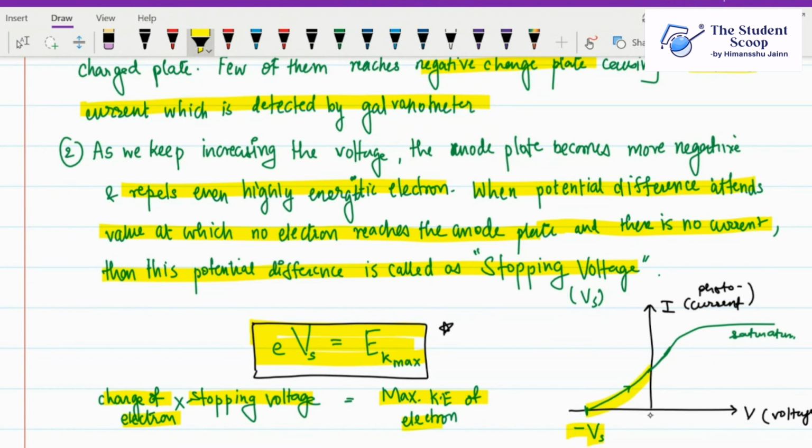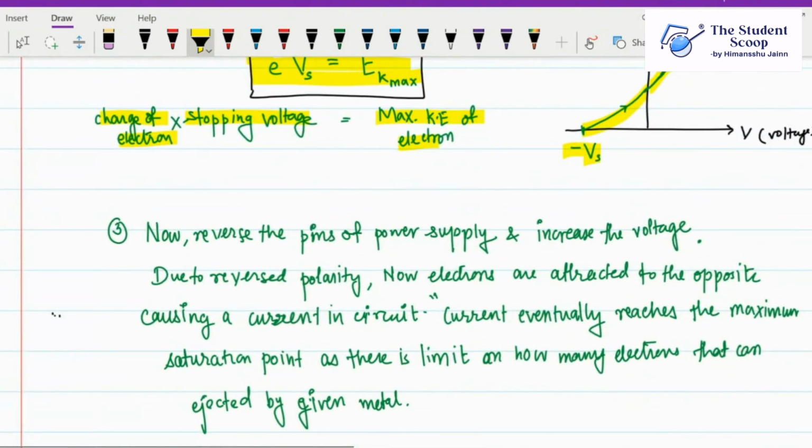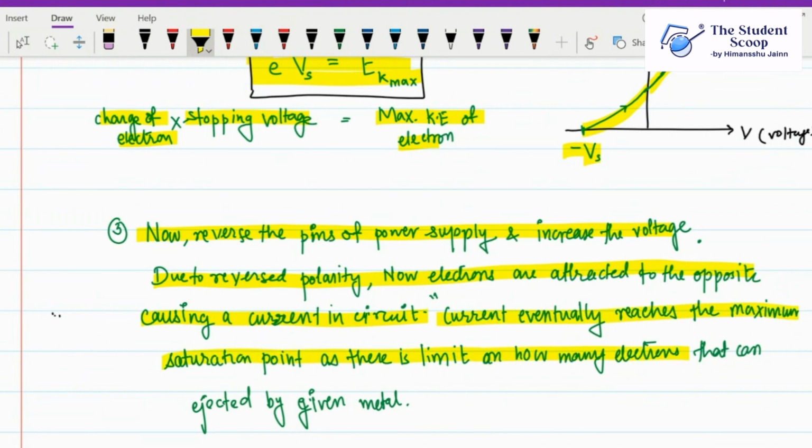Now the graph on the positive side of the y-axis is only achieved by reversing the terminals of the battery in the setup above. So that will give us this. Now there is also a saturation. What happens? We reverse the power supply and increase the voltage due to the reverse polarity. Now the electrons are attracted to the opposite side, causing the current in the circuit. The current eventually reaches the maximum saturation point, as there is a limit on how many electrons can be ejected from the given metal. So this is where saturation for the current is reached.